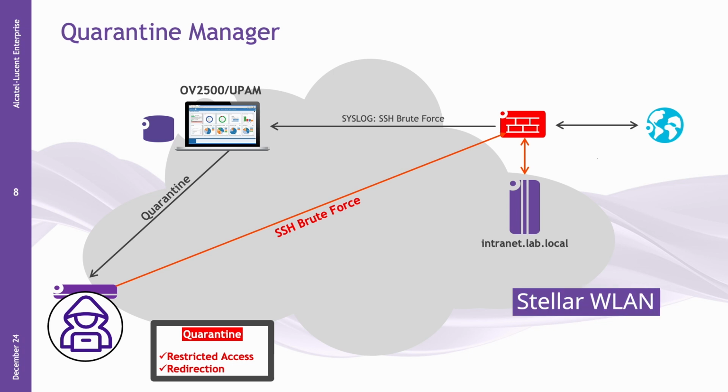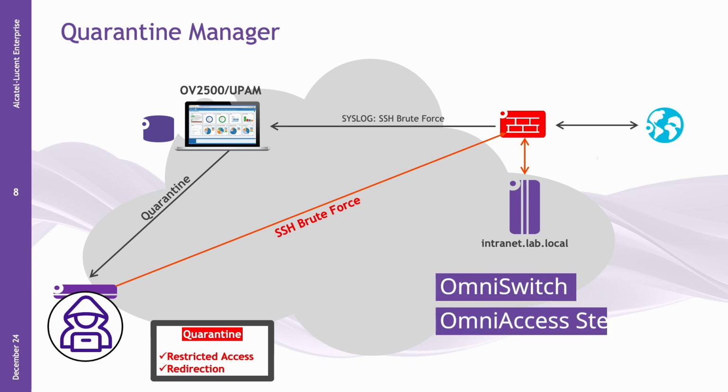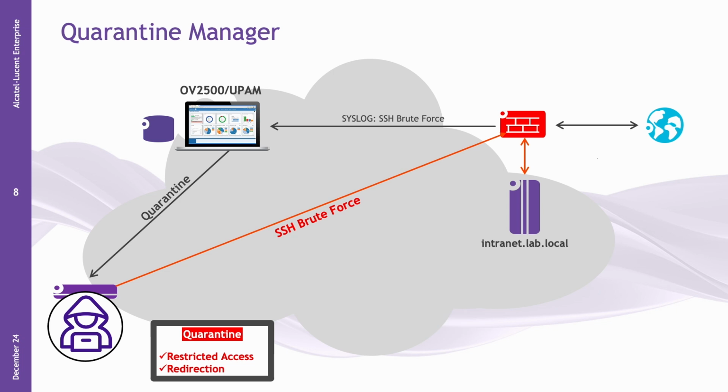Quarantine Manager enables seamless integration with intrusion detection systems to contain security threats. Once a threat is identified, OmniVista Quarantine Manager can locate and block the attacker across both OmniSwitch and OmniAccess Stellar access points, enhancing your network's security.